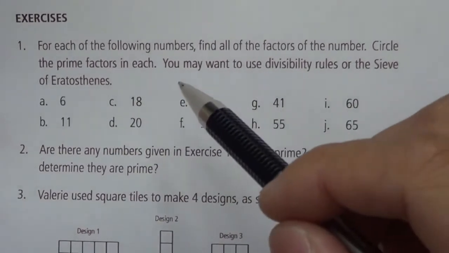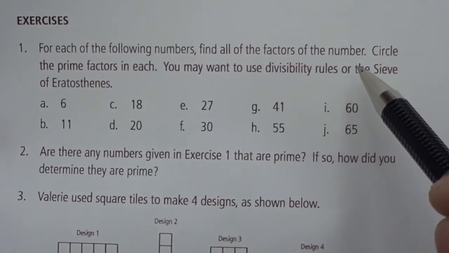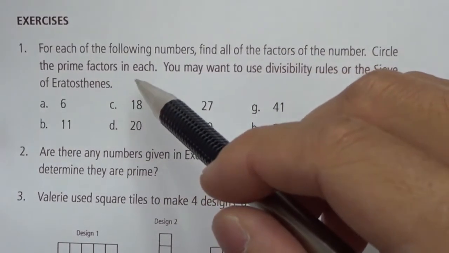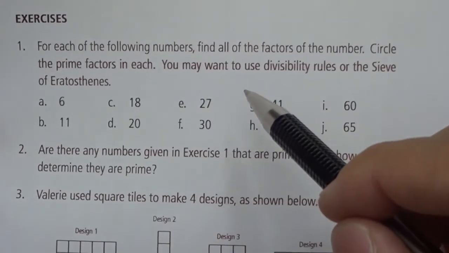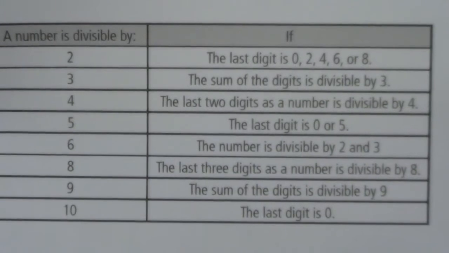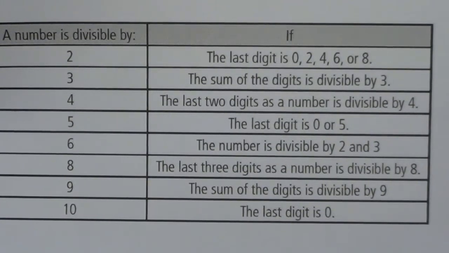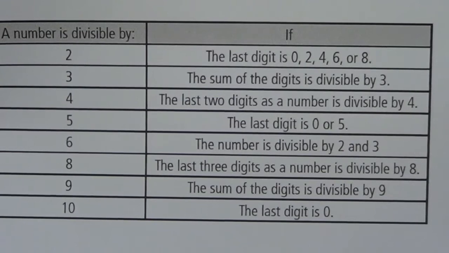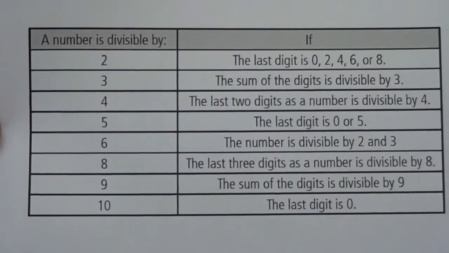So first, we're supposed to find all the factors of the number and then circle the prime factors in each. And it's suggested to use the divisibility rules, which look like this. All right, the student should have this in their workbook. Okay, if they don't have it down, you can find the workbook key on the resource site. Now, you can use this like it's suggested, or really you shouldn't have to use it for any number less than 100 because we have our times table memorized.